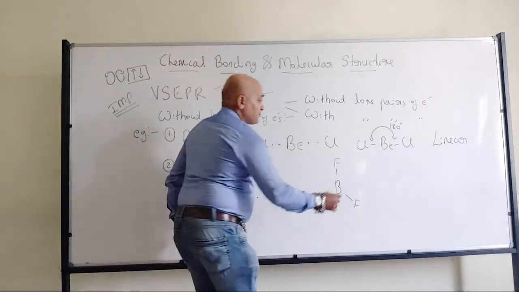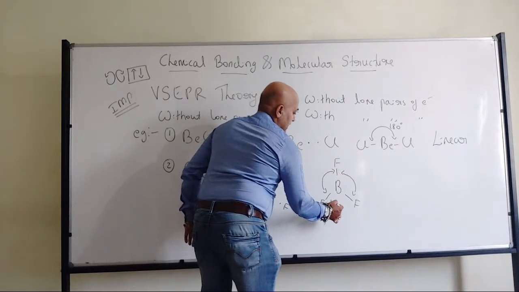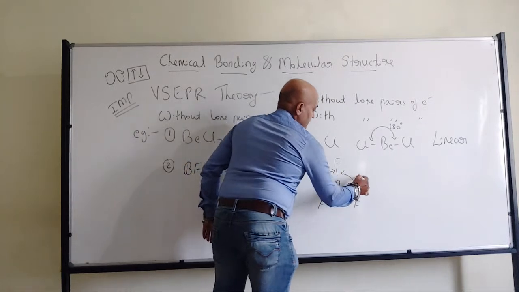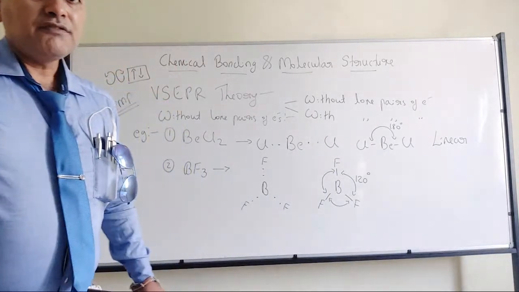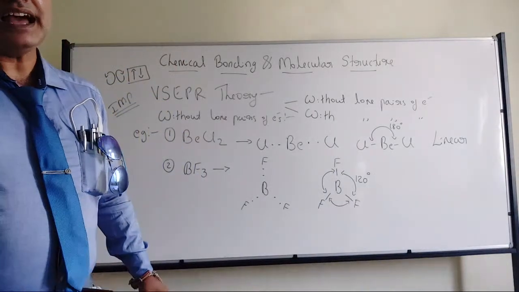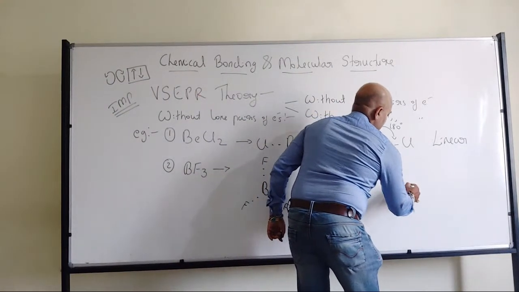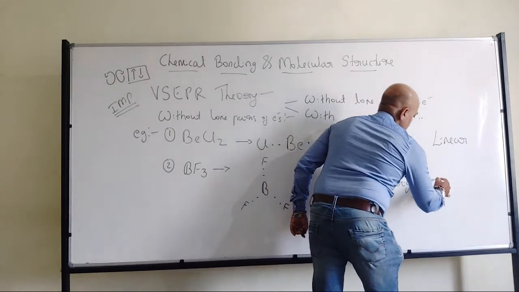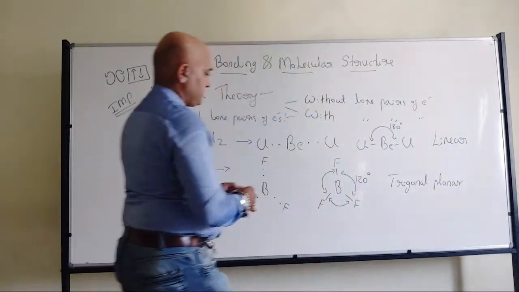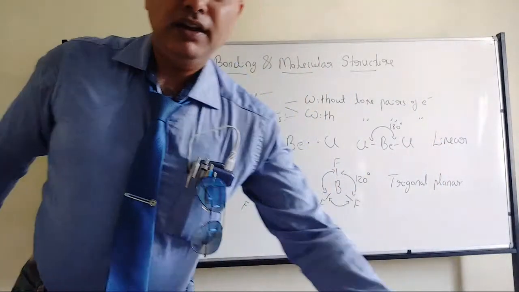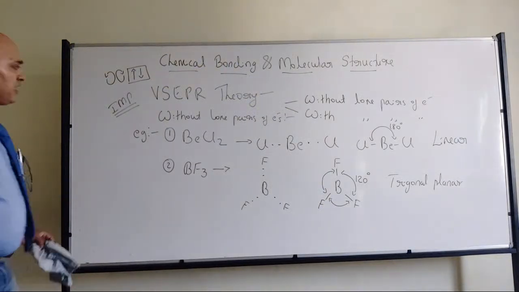So therefore, this will be the maximum distance between bonded pair and bonded pair electrons, where they are having 120 degree as their bond angle. And this particular shape is called as trigonal planar structure. All of you have understood?